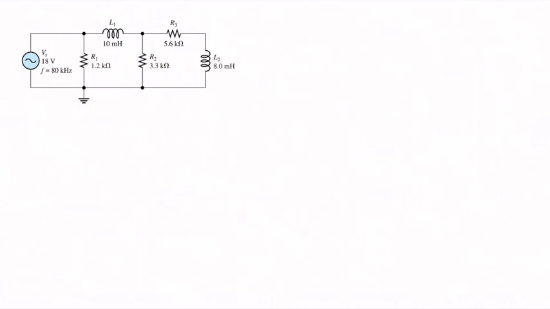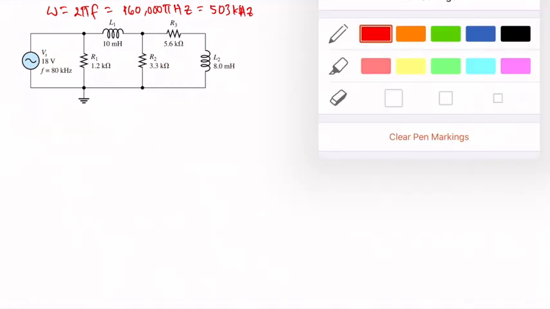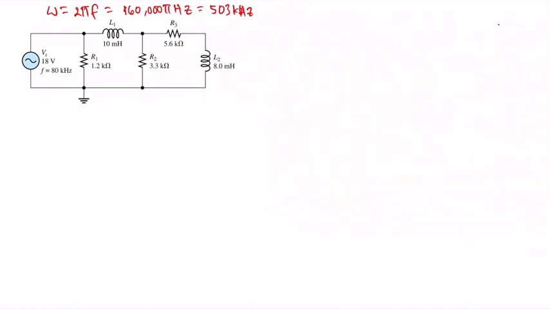Okay, and the first thing that we can do here is to solve for omega, which is equal to 2 pi f, which is equal to 160,000 pi hertz, which will be equal to 503 kilohertz. Okay, now that we know that, the next step is to simplify our first circuit, which is this one.